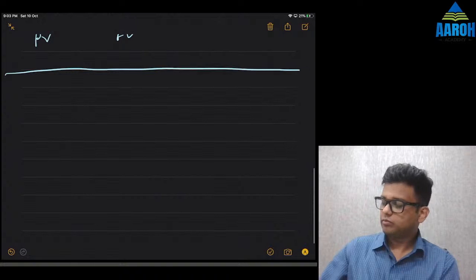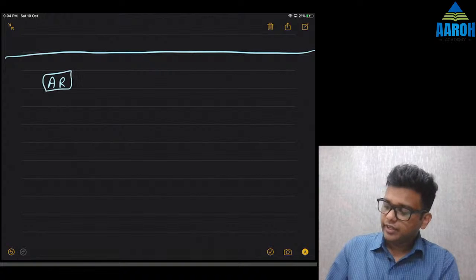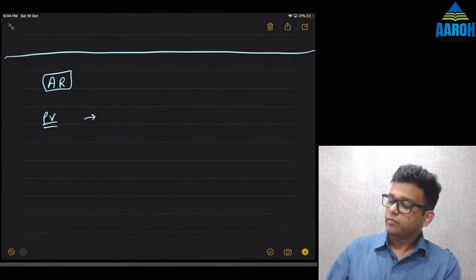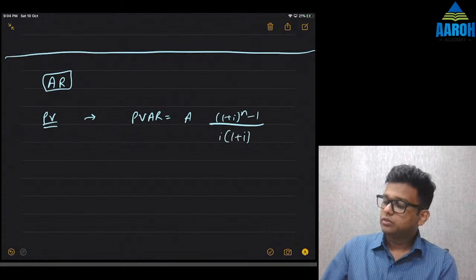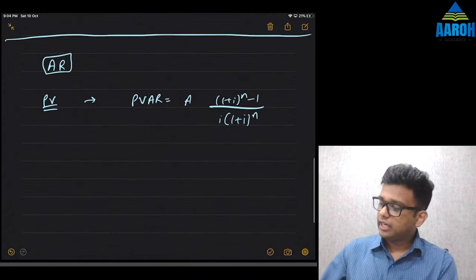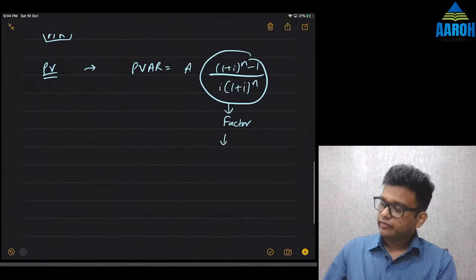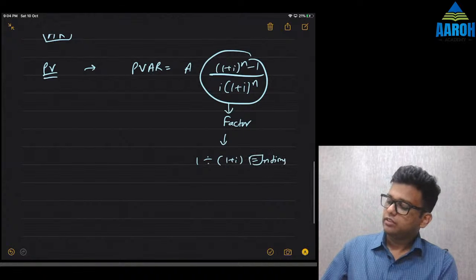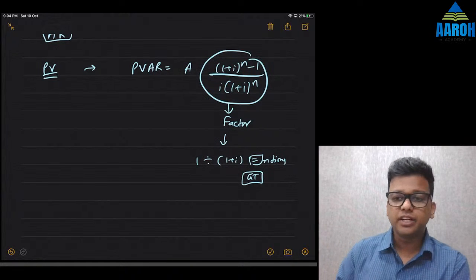Right now, let's revise annuity regular, in that PV first. We saw this in the previous lecture, PV, yesterday. What is the formula of PV of annuity regular? A into ((1 plus I) raised to n minus 1) upon I into (1 plus I) raised to n. But we don't do this on the calculator. We call this the factor, present value annuity factor. And how do we calculate the factor? 1 divided by (1 plus I), then equal to n times, and then GT. Or equal to m plus n times, and then MRC.